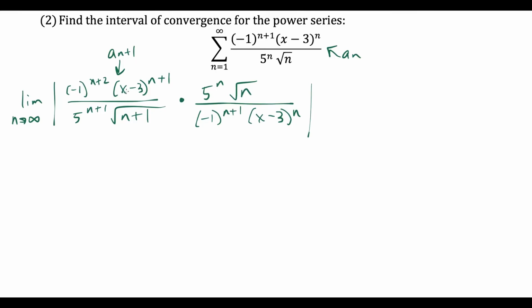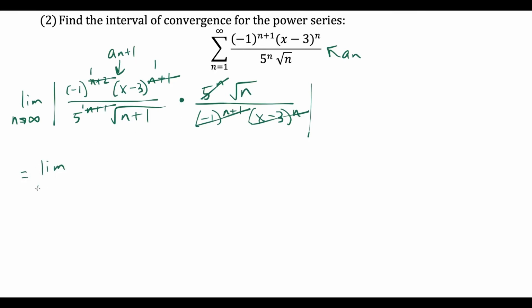Notice here x minus 3 to the n plus 1 over x minus 3 to the n. This is going to cancel out and leave us with a power of 1. Negative 1 to the n plus 1 goes away completely, and we have a leftover power of 1 on top. 5 to the n goes away completely, and we're left with a power of 1 on bottom like this. And now we could just simplify this a little bit.